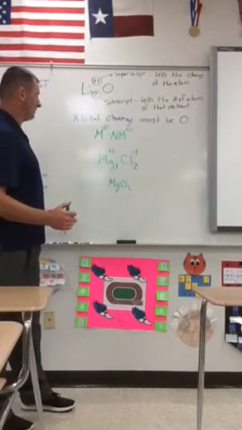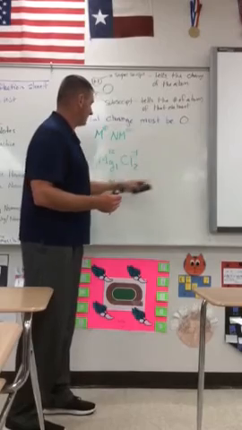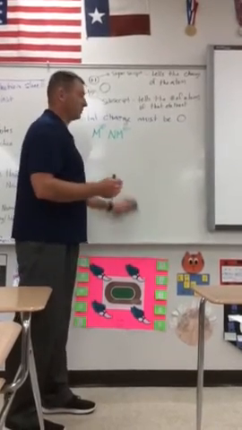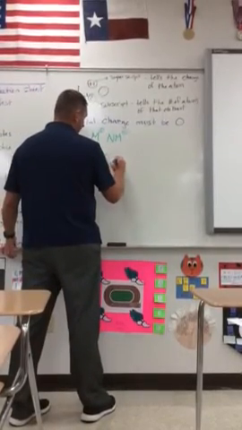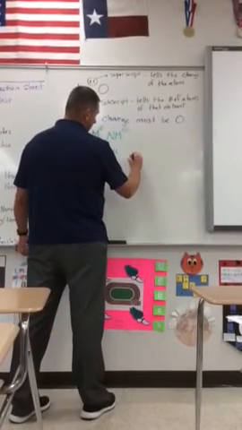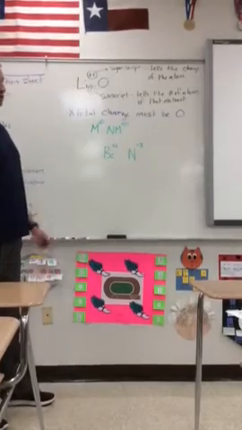So you say, is there a simpler way to do it than writing the pluses and the minuses over here? Yes, there is. It's called the crisscross method. So what you're going to see is, if I have something like beryllium, and it's a +2, and I have something like nitrogen, and that's a -3, there's two ways to do it.